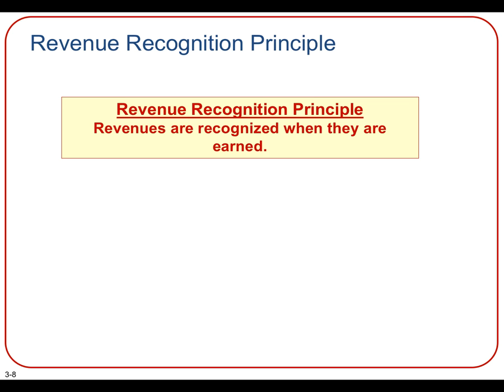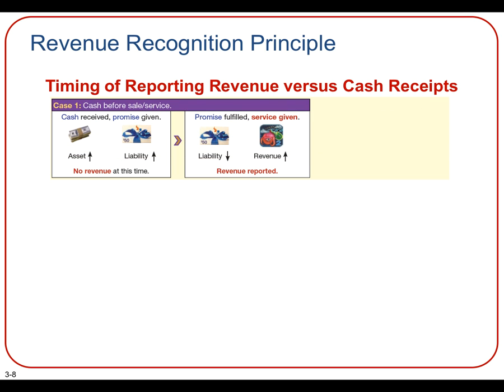Revenue recognition principle according to GAAP: revenues are recognized when they are earned, which means the earning process is finished. Okay. So case number 1, you receive your cash before sales or service. Let me give you an example, right? The example here says you as a company sell a gift card. So one customer comes into your company and buys a $50 gift card. This is just a gift card. They didn't buy the product, they didn't buy the service. They just bought a $50 gift card.